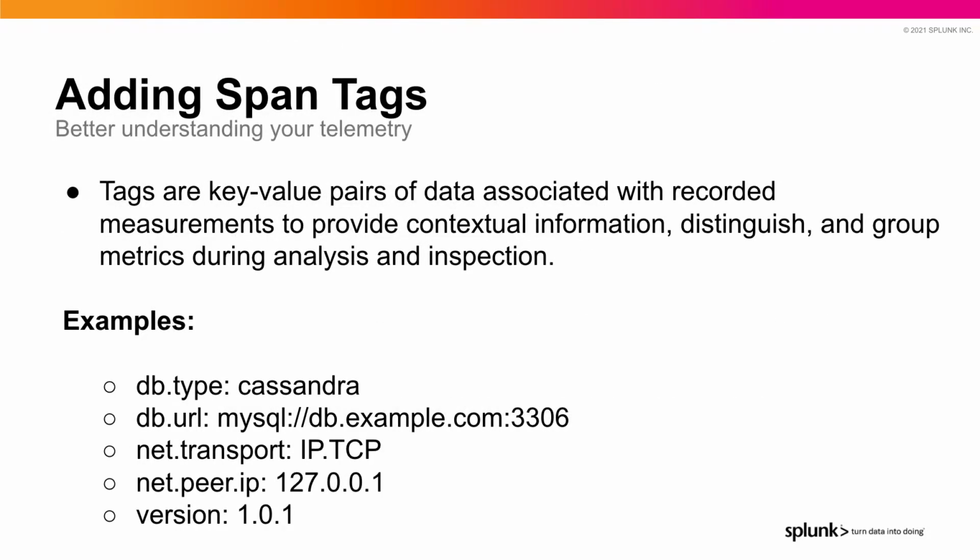Adding span tags ultimately helps us understand our telemetry. And these tags are key value pairs of data associated with recorded measurements to provide you with contextual information, distinguish and group these metrics during analysis and inspection. So you can also create your own attribute or a key value pair so that the information you'll need to understand your system is available to you. Take a look at some of these examples. We have DB type like Cassandra or a DB URL like MySQL, net transport like IP.tcp, and so on. These are great examples to really help you understand your workloads.